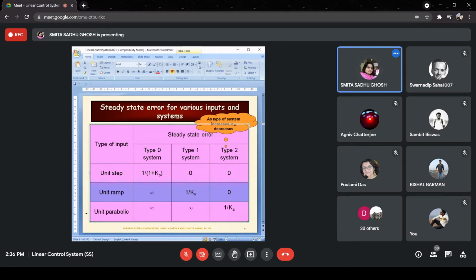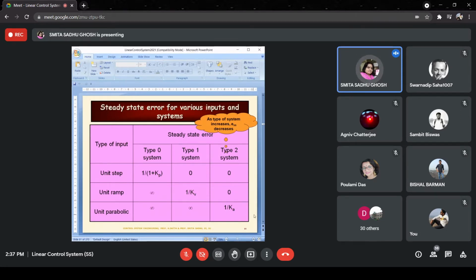Similarly now, for a parabolic input, we see that for a type 0 system, the steady state error is infinite. For a type 1 system, it is infinite. For a type 2 system, it is constant. We would be able to see that if you take a type 3 system, the steady state error is going to become 0. So you can see it's sort of following a pattern over here. That way I was able to say offhand that for a parabolic input, for a type 3 system, the steady state error is going to become 0.